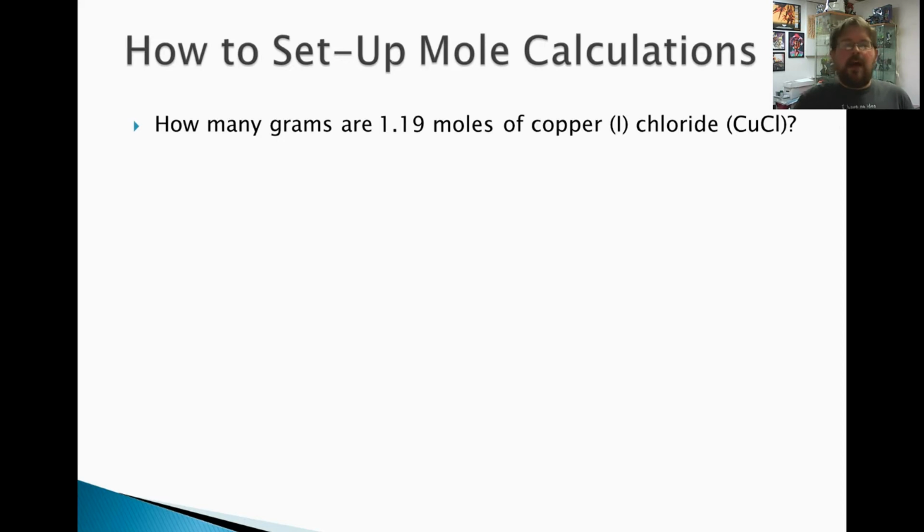So my question is, how many grams are in 1.19 moles of copper 1 chloride? This looks really similar to what we did before in conversions, but there is one difference now. I'm not mentioning anything about any type of particle. No atoms, no molecules, no formula units. It's moles and grams. And if you see moles and grams together, that means you need to find the molar mass of whatever your substance is.